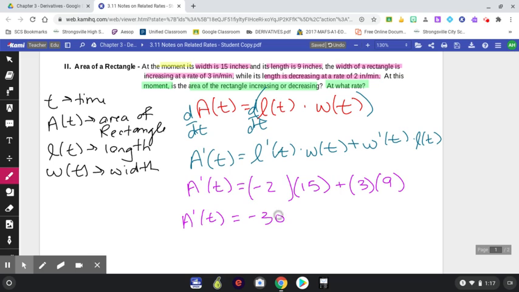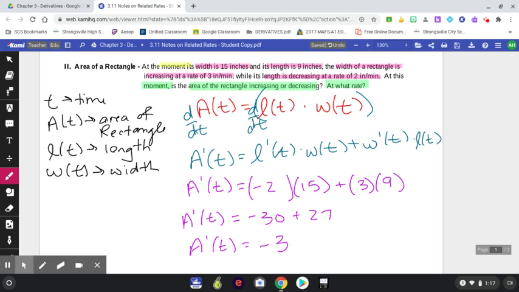Let's see, this gives me negative 30 plus 27. The area at this particular moment, again, I don't know what the moment is. I don't know what minute we're at, and it doesn't matter. It's just saying, hey, when the width is 15 and the length is 9, what is the rate at which the area is changing? And the rate at which the area is changing is negative 3.